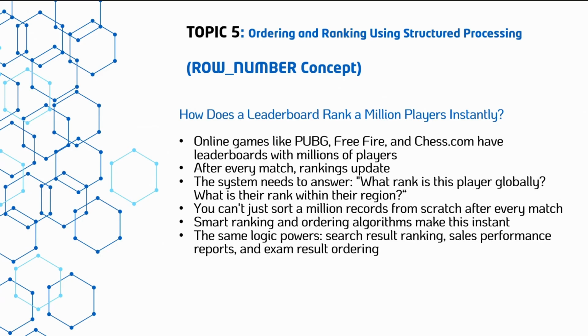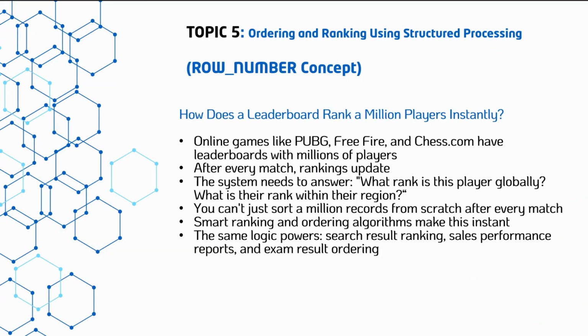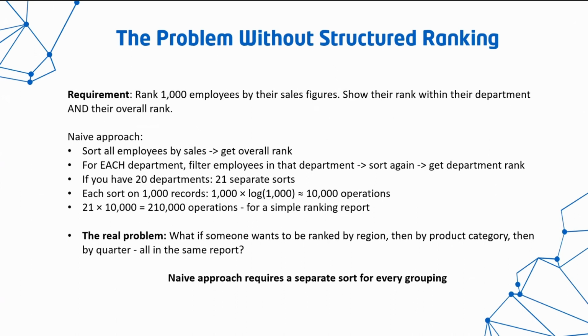So let's say you don't have the row number concept. So, the problem without structured ranking. Again, the same slide you saw, I'm showing lots of numbers. You can simply rank 1,000 employees by their sales figures, and show their rank within their department and their overall rank. So two rankings. You can simply sort all the employees by sales, get the overall rank, and then as soon as you see for each, it's a loop.